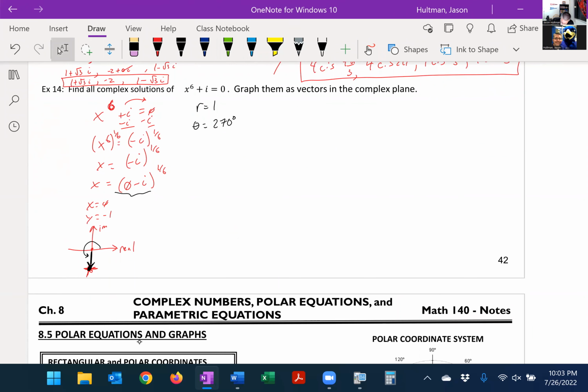Okay, so now what do we want to do here? Well, this is going to be r cis theta to the 1/6 power, which is the same as the 6th root of r cis theta over 6, right? Plus, instead of 2 pi, it's going to be 360k over 6, where k is now equal to 0, 1, 2, 3, 4, and 5. So a lot.